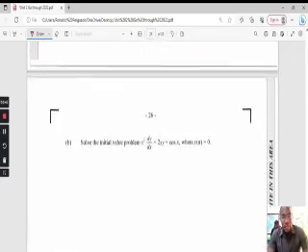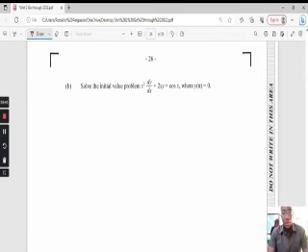Now it reached the best part of the paper, which is differential equations. Now, remember there are two types of first order.